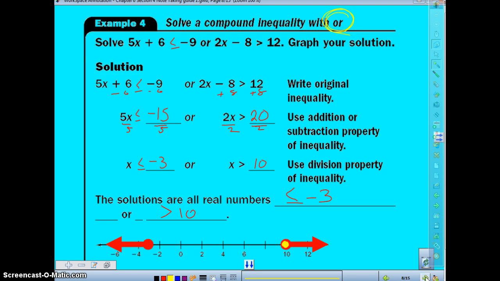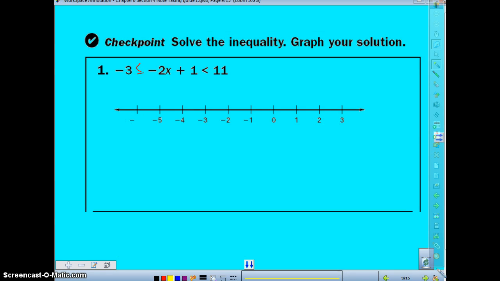All right, moving on. Checkpoint: solve the inequality and graph your solution. First thing you should see is that this is an and statement: negative 3 is less than or equal to negative 2x plus 1, and negative 2x plus 1 is less than 11. When we're working this out, we're just going to solve it. I want you to try to solve this on your own. I'm going to pause it and come back with the answer.